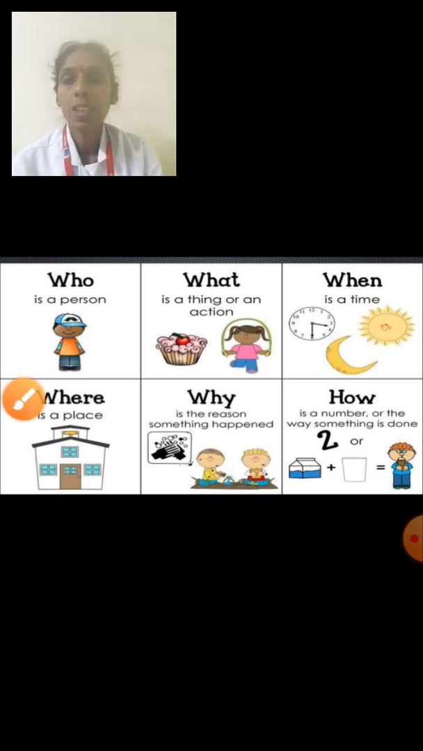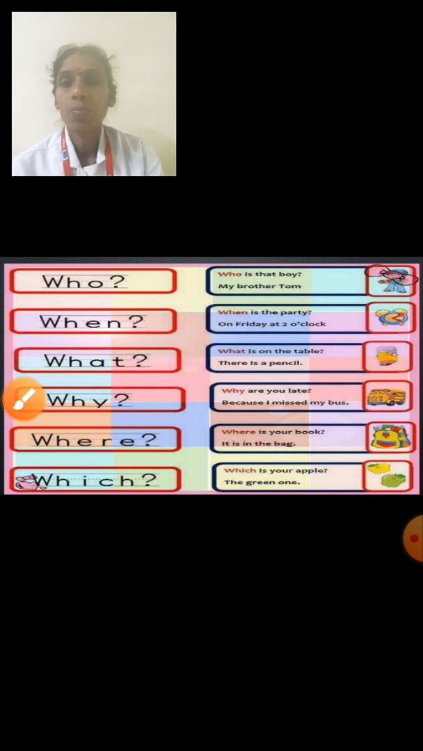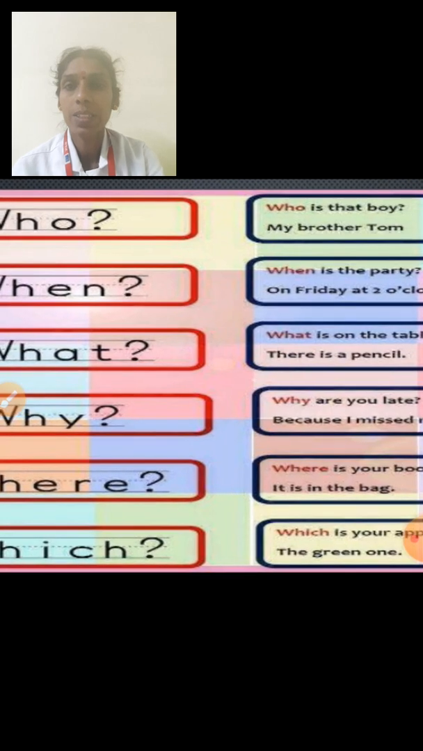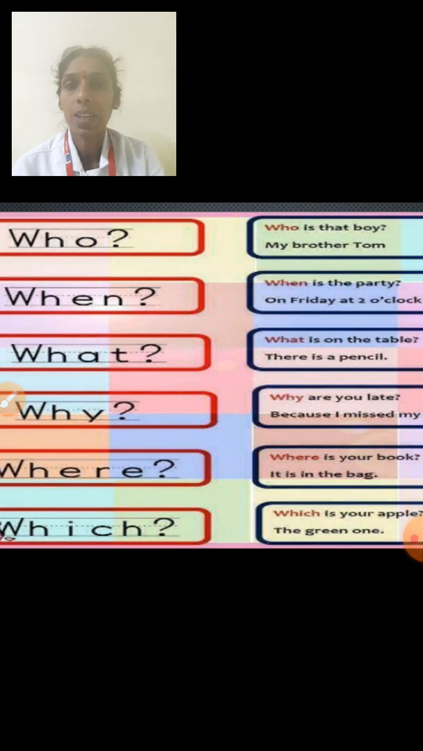Next, who. Here it is a question word. You can identify it: who is that boy? When is the party? When represents time. I already told you in the first image we discussed who, when, what, why, where, which.